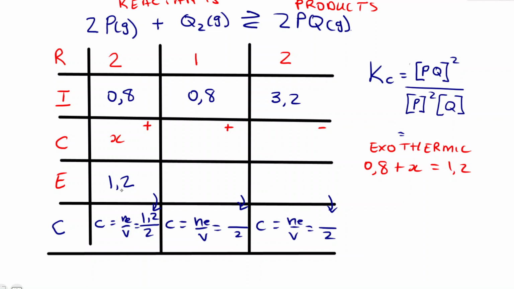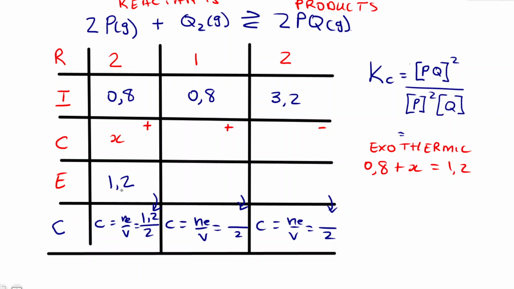So we need to find out this x. That means x will be 1.2 minus 0.8, which will give you 0.4. So we do know now the amount that was consumed is 0.4.